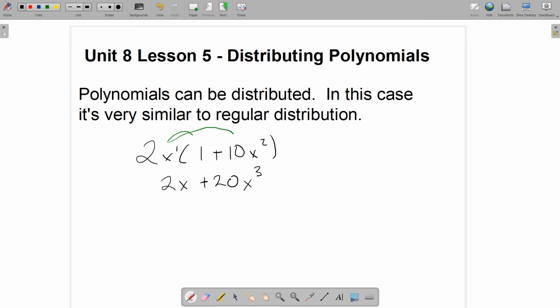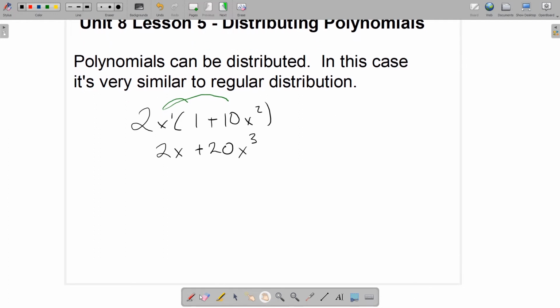Now these two, even though they both have x's, can't combine because this is regular x and this is x to the third. It's like saying 2 freshmen and 20 juniors doesn't make 22 seniors. It stays 2 freshmen and 20 juniors. Let's look at an example that's maybe a tiny bit more complicated than this, and then we'll take a look at the Delta Math for today.